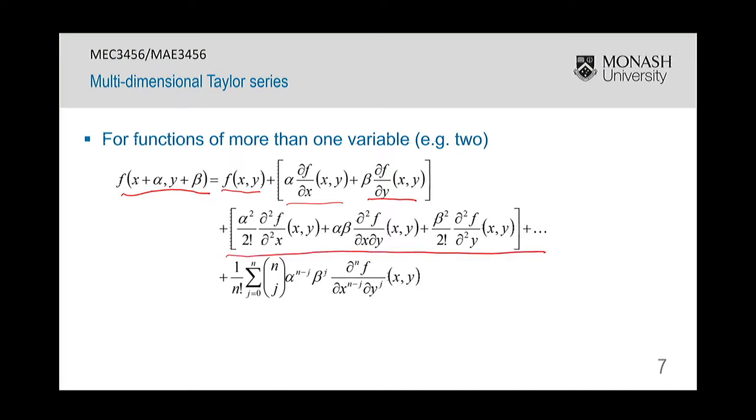There's three terms: alpha squared on 2 times d squared f dx squared, plus alpha beta d squared f dx dy, that's the middle term here, plus beta squared on 2 d squared f dy squared. The nth order term looks something like this, where we have a sum of different products with alphas and betas raised to different powers, multiplied by the different derivatives. They'll all be nth order derivatives. I don't expect you to remember this formula, but I do expect you to know how to use it.